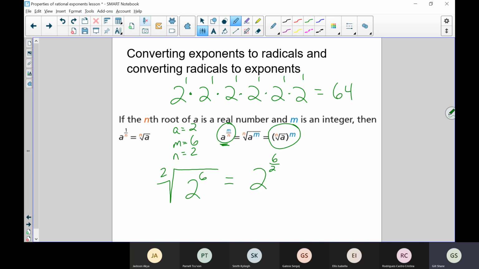Now, what could I also say that equals? What math can we do in that real quick? Yeah, we can do that. If you have an exponent and you can do math on that exponent, do it. So that actually equals, 6 divided by 2, 2 to the 4th.